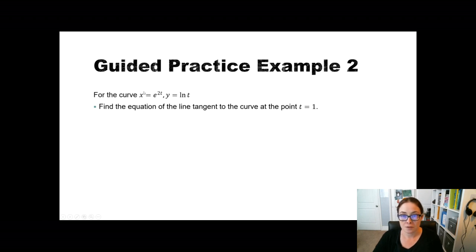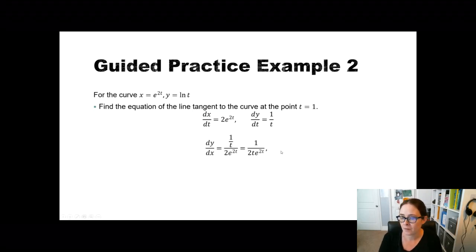I need the slope at t equals 1 in order to find the tangent line. So I'm going to take the derivative of x with respect to t and the derivative of y with respect to t. So that's going to be 2e to the 2t for dx/dt and 1 over t for dy/dt. And then for that first derivative, I'm going to just divide them. The y goes on top here, so it's going to be 1 over t divided by 2e to the 2t. And if I simplify that, the t ends up in the bottom.